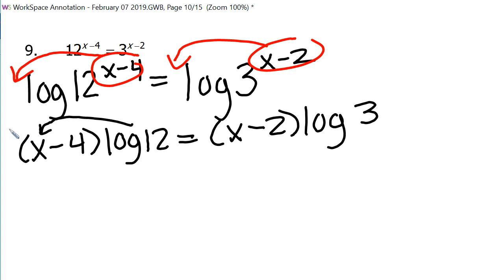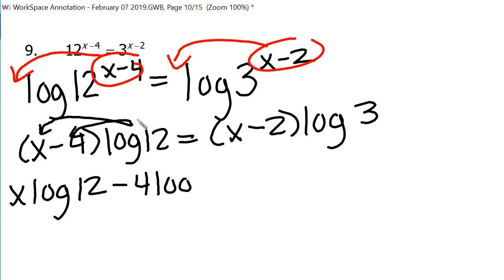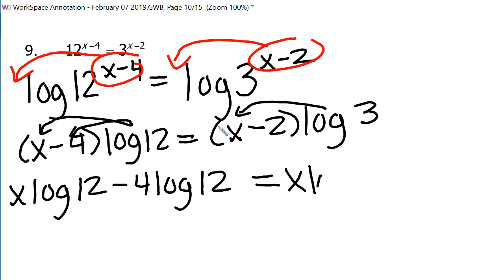So distributing the log of 12, this would be x log of 12 minus 4 log of 12 equals, and on the right side, distribute the log of 3. So this would be x log of 3 minus 2 log of 3.